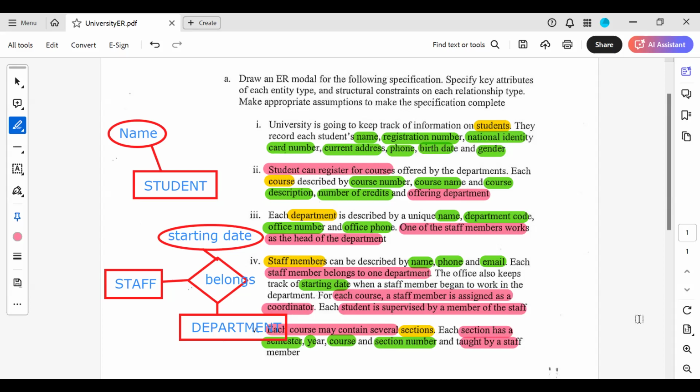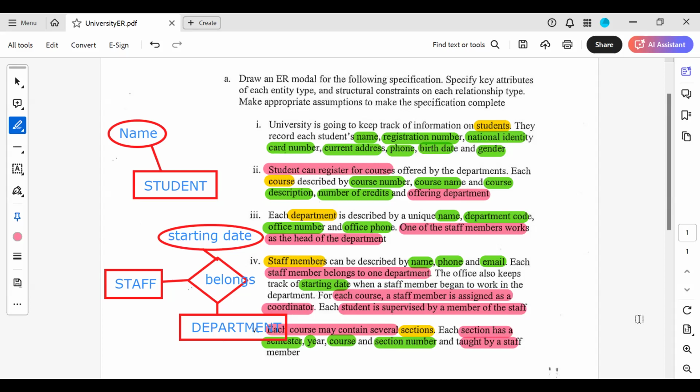Okay, this is a very tricky one. The description doesn't say anything about whether the course is offered by a single department or multiple departments. So you have to either contact the department and ask how they offer the courses, or make an assumption here. If you assume that the course is offered by only one department, then it will be one to many. If you assume that a course can be offered by multiple departments, then it's many to many. So both answers are correct.